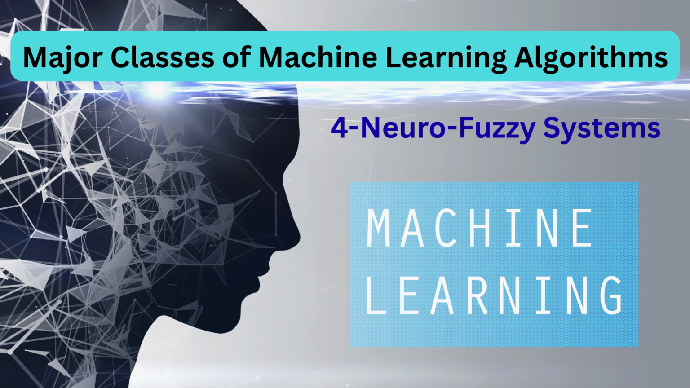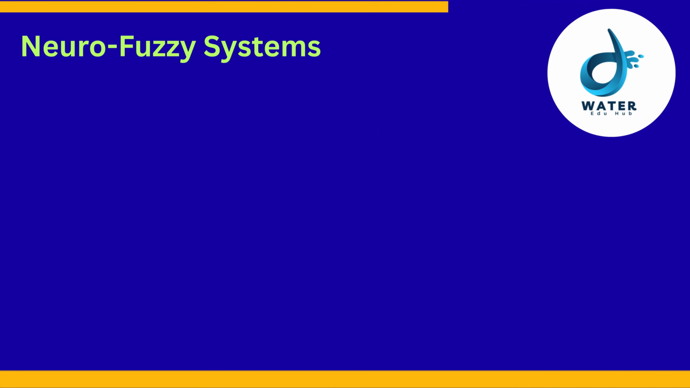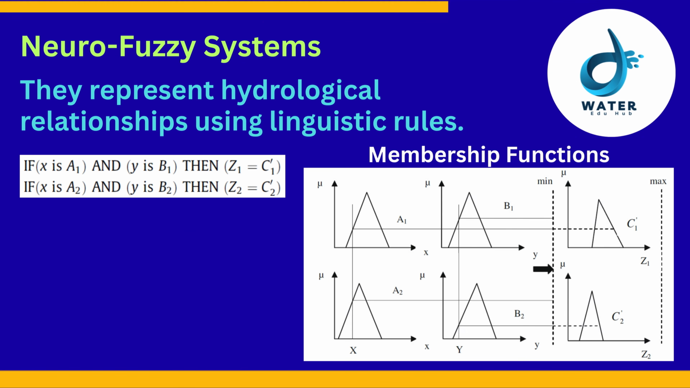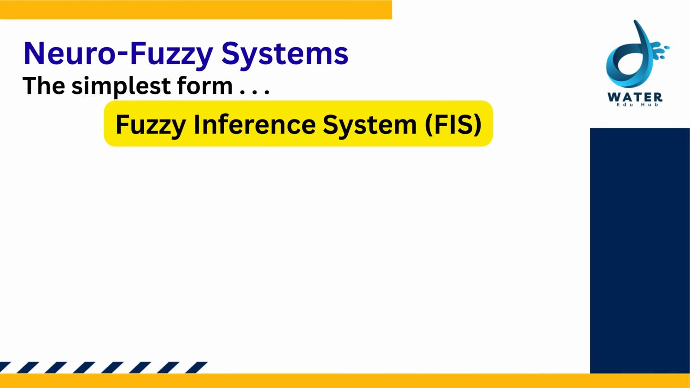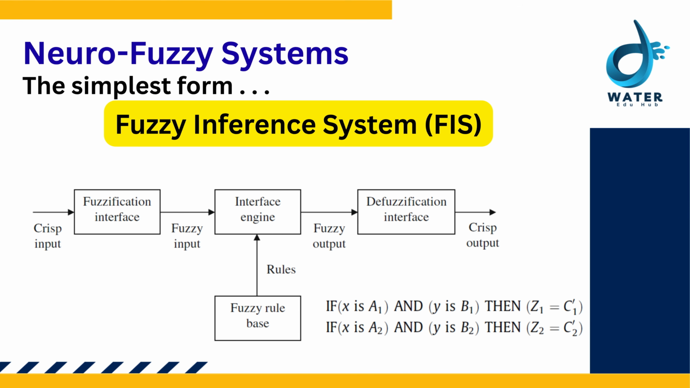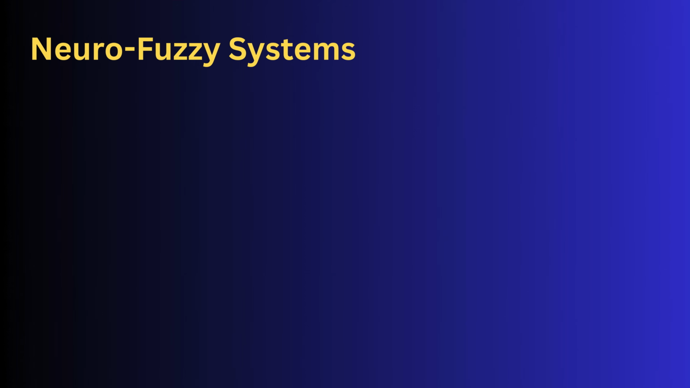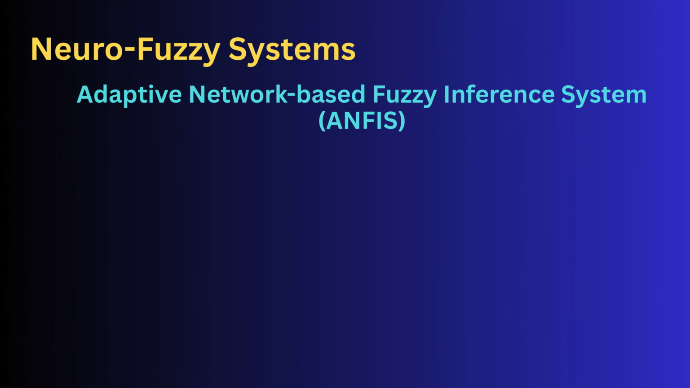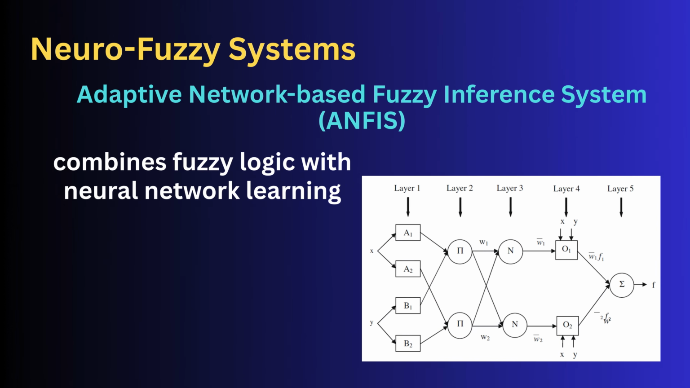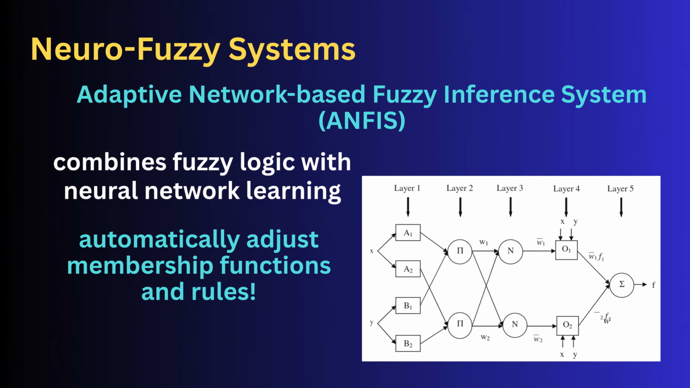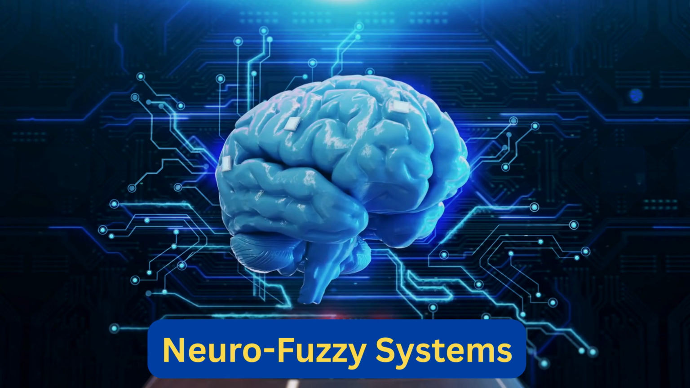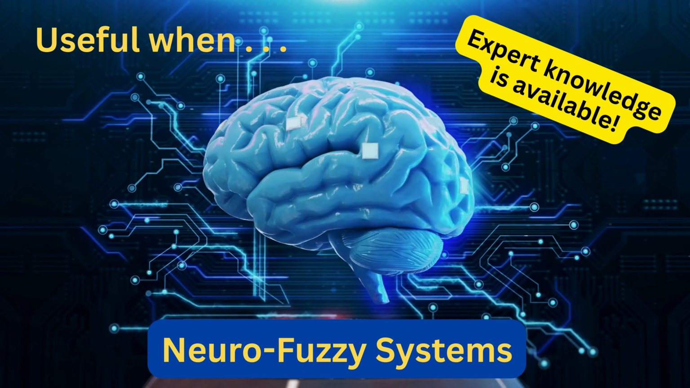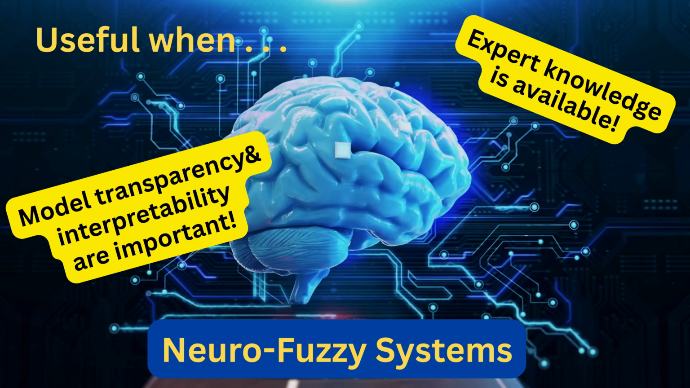Lastly, Neuro-Fuzzy systems. These methods represent hydrological relationships using linguistic rules rather than purely mathematical equations. The simplest form is the fuzzy inference system, or FIS, which uses expert-defined if-then rules to represent catchment behavior. A more advanced approach is the adaptive network-based fuzzy inference system, or ANFIS, which combines fuzzy logic with neural network learning. ANFIS can automatically adjust membership functions and rules based on observed data while still retaining some level of interpretability. These methods are particularly useful when expert knowledge is available or when model transparency and interpretability are important.